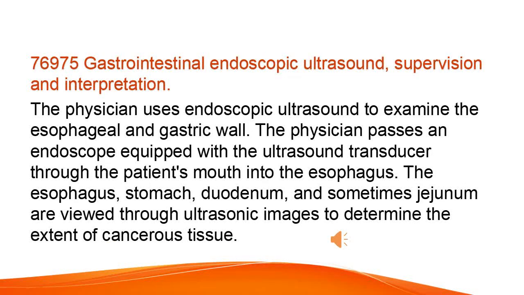Gastrointestinal endoscopic ultrasound, supervision, and interpretation. The physician uses endoscopic ultrasound to examine the esophageal and gastric wall. The physician passes an endoscope equipped with the ultrasound transducer through the patient's mouth into the esophagus. The esophagus, stomach, duodenum, and sometimes jejunum are viewed through ultrasonic images to determine the extent of cancerous tissue.